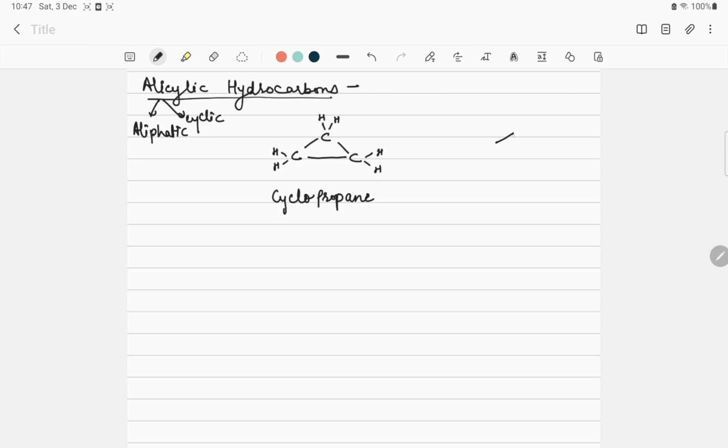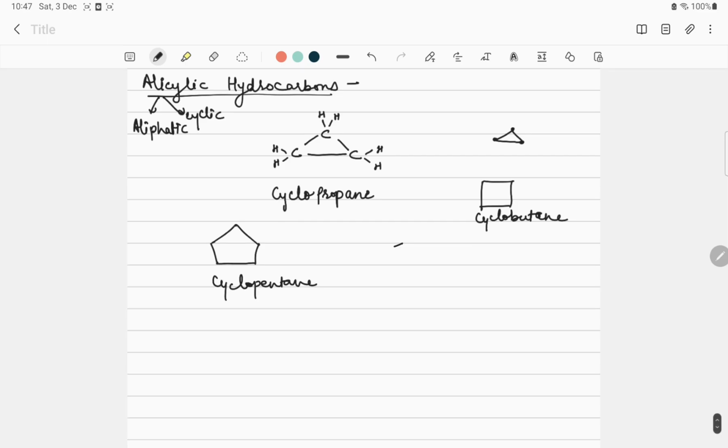According to bond line notation, cyclopropane can be written like this: 1, 2, 3 carbons, cyclopropane. What is the name of this compound? This is cyclobutane. What is the name of this compound? It is cyclopentane. This is cyclohexane. Like this, we can have cyclohexane. We can have cycloheptane also.